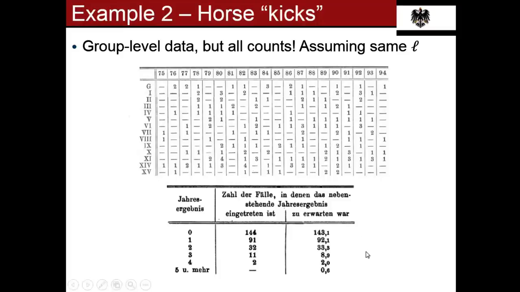And then here, this is actually just a cumulative probability distribution of the number seeing 0 kicks, 1, 2, 3, 4, and this is a summary table, and he goes on to show how it's Poisson distributed. But the key here is just that the counts get modeled.